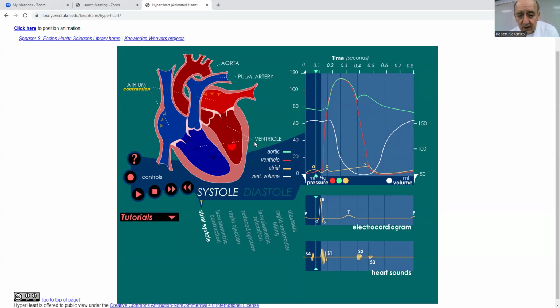So when you look at this working heart, at this particular stage in the contracting heart, only the atria are contracting. When you look at this green line, we are at the very beginning of the cardiac cycle, this 0.8 second working time of the heart.